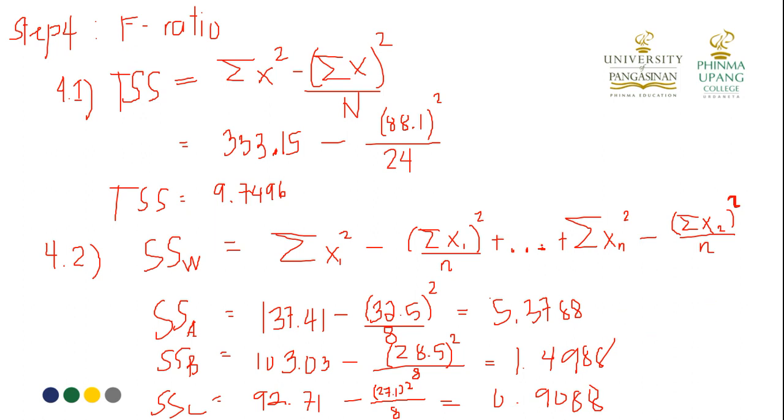Tapos, kunin natin yung sum nito, kasi sum po yun, no? Plus, plus, plus. So, ilan po yan? Plus is equal to 7.7864. Yan. So, 7.7864. Let's move on to step number 4.3.